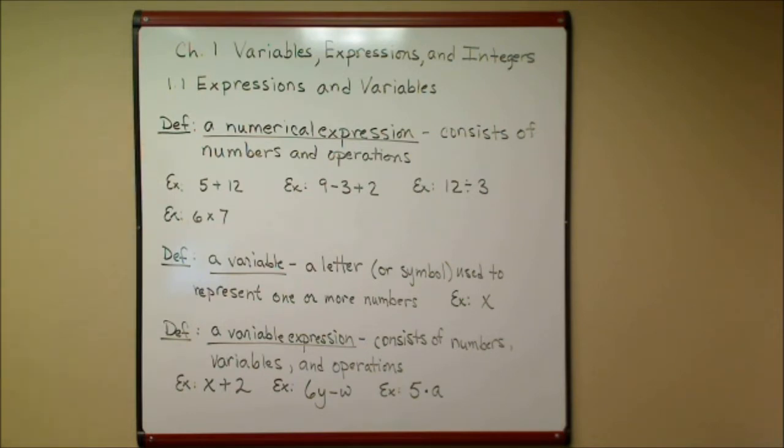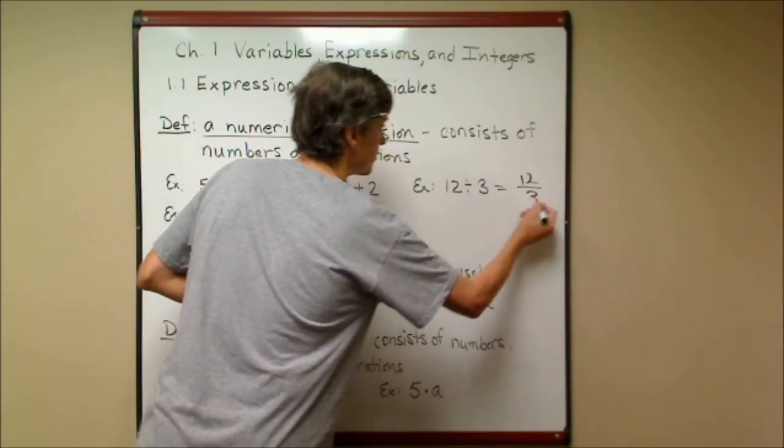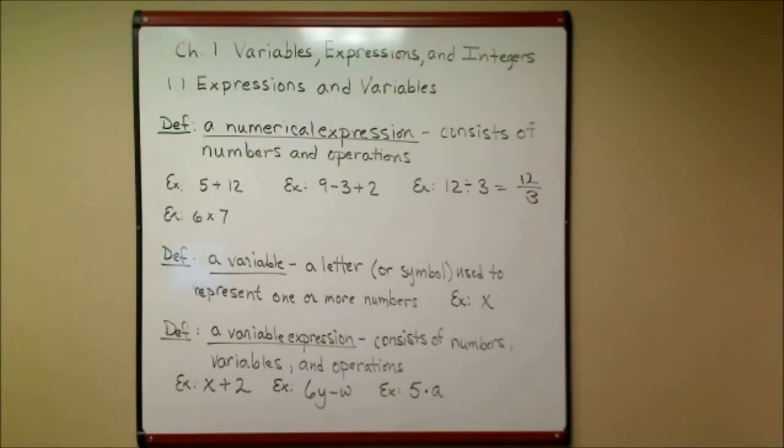Definition here, a variable expression consists of numbers and operations. Not much of a definition, more of a description. Numbers, of course, operations, adding, subtracting, multiplying, dividing. And you can see some examples. Here's one with addition, 5 plus 12. There's another one with addition and subtraction. Now the third example involves division, but we can also write division as a fraction, something like that. That refers to division also.